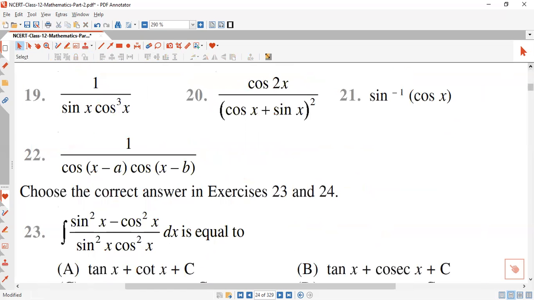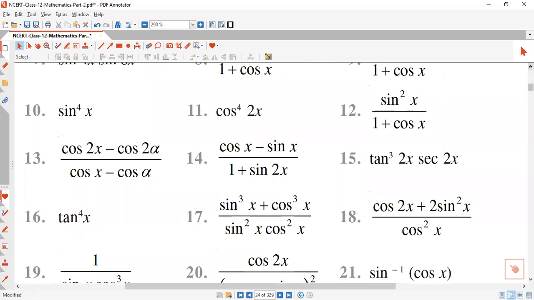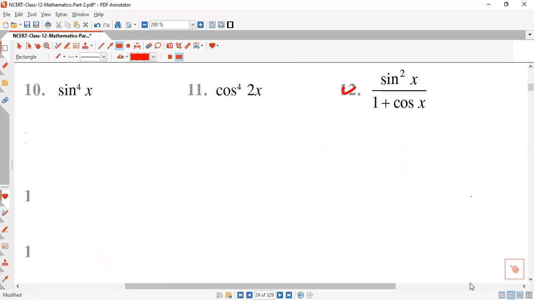I would like to do another question. After 11th, we want to do this question number 12: sin square x divided by 1 plus cos x. See, this question is much easier than it seems to be. So we want to integrate, simplify this integrand basically.